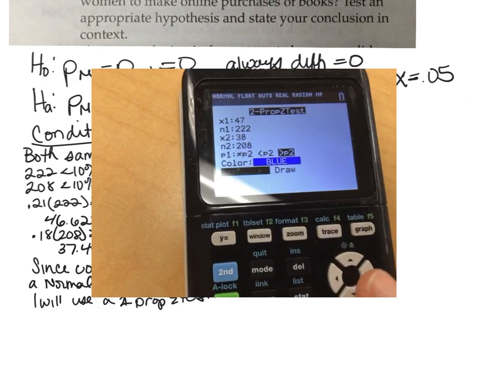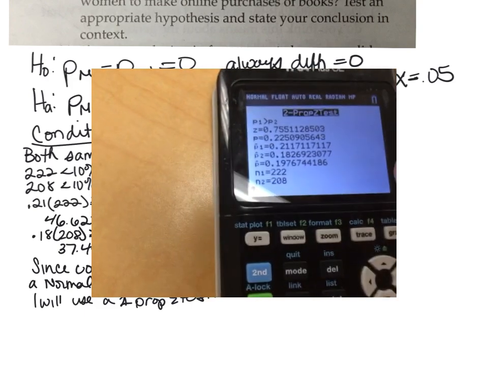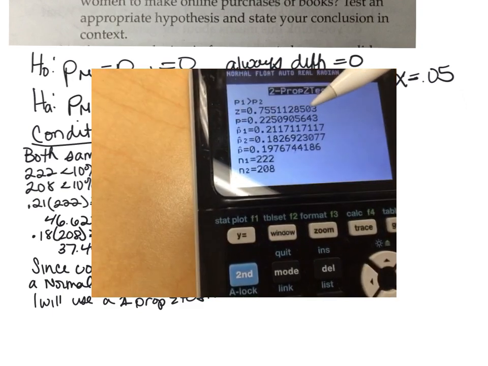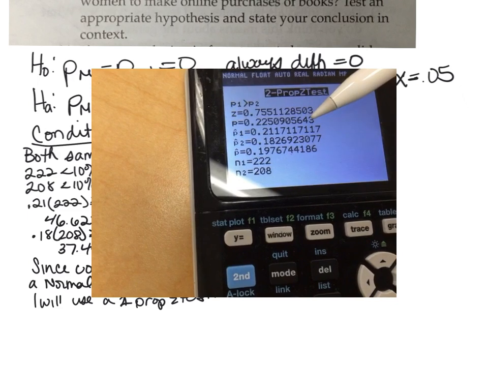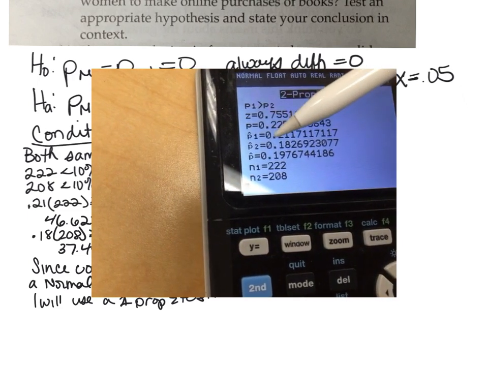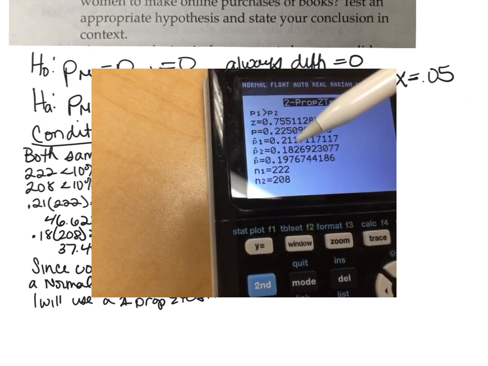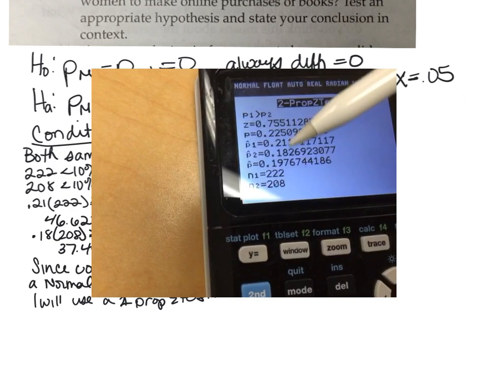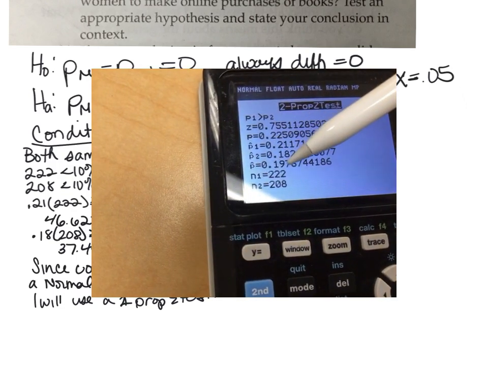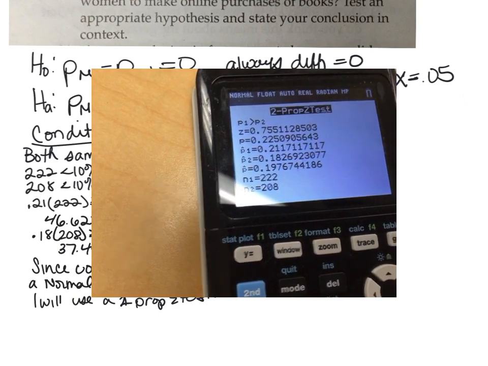And then we enter and calculate. And we get our z-score. Here's our z-score. There's our p-value. This is our p-hat 1, about 0.21. This is our p-hat 2, about 0.18. Why is it not exact? Because we had to round, right? And then our p-hat here, this is the p-hat pooled. And then there's our sample sizes.